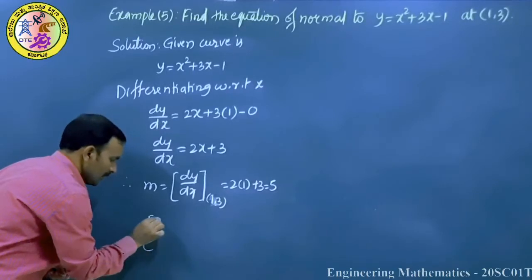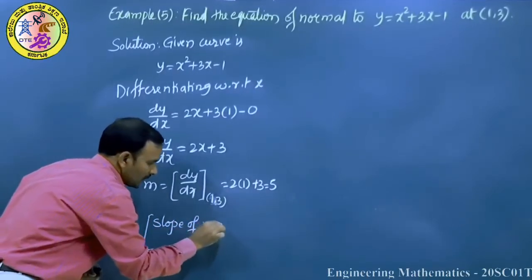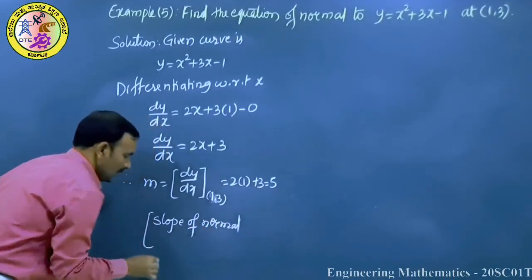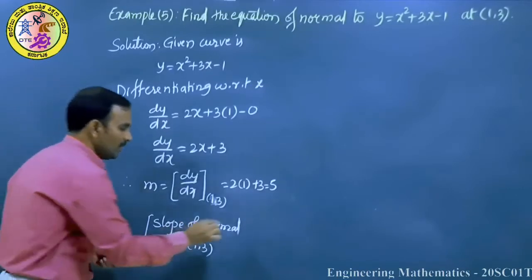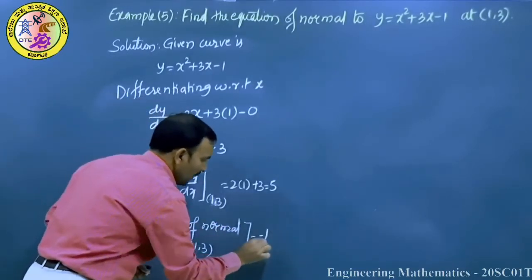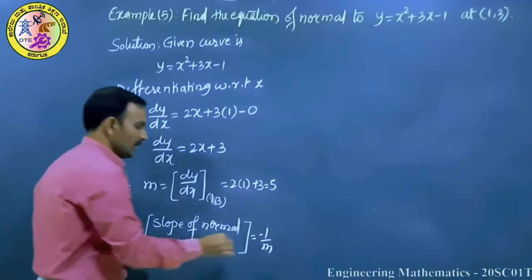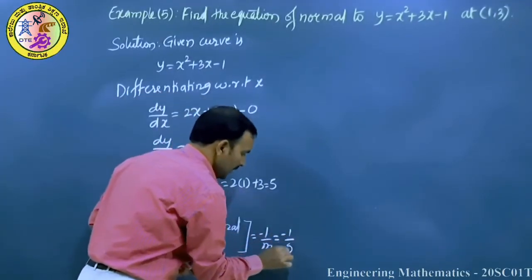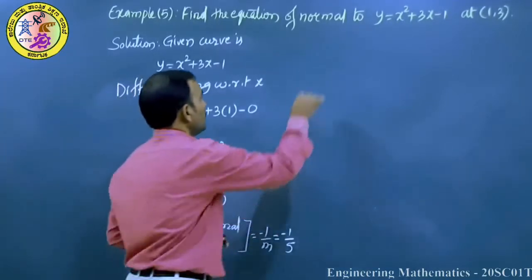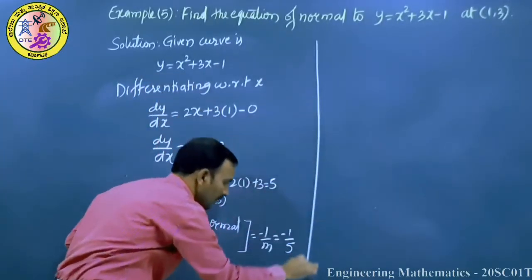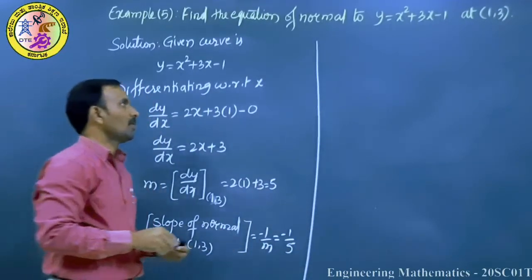Therefore, the slope of normal at 1 comma 3 is equal to minus 1 by m, or minus 1 by dy by dx, that is equal to minus 1 by 5. Next, you have to find the equation of normal, using the slope of normal.